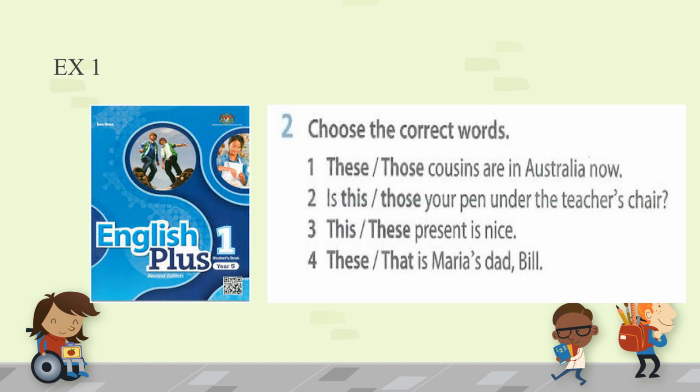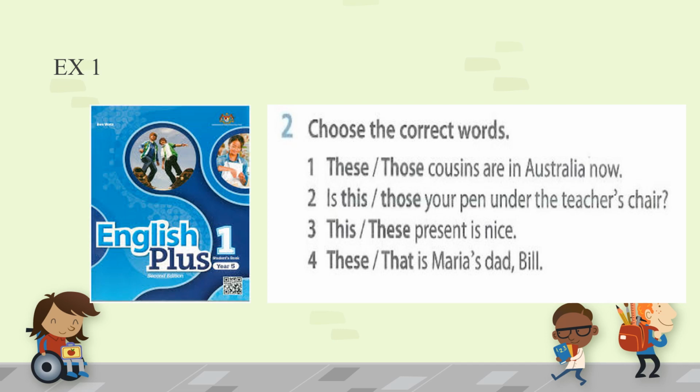Can we see it? No, we cannot see Australia right now in front of us, unless you're using Google Earth or Google Meet, Skype, or a video call. So if there is more than one and it's far from us, which one do we use? Is it these or those? Yes, the answer is those cousins are in Australia now.